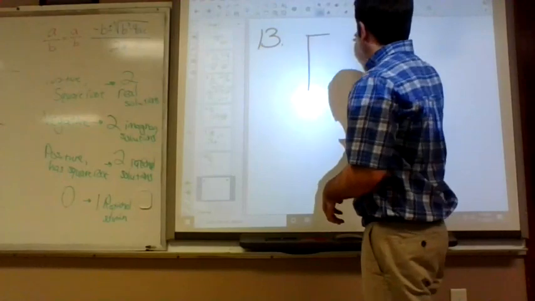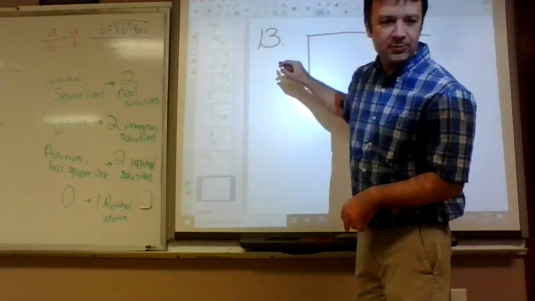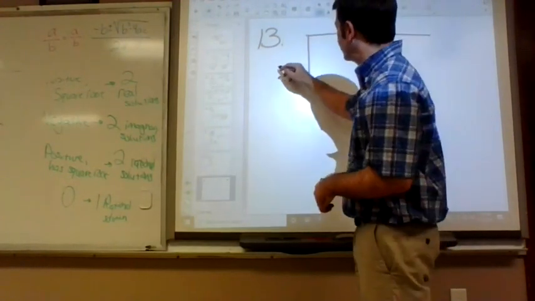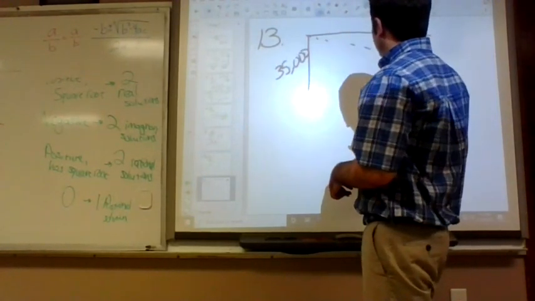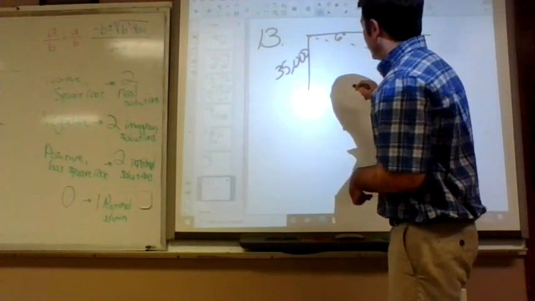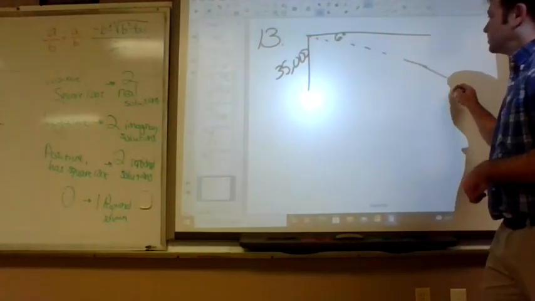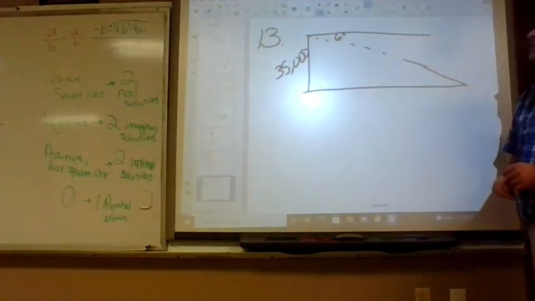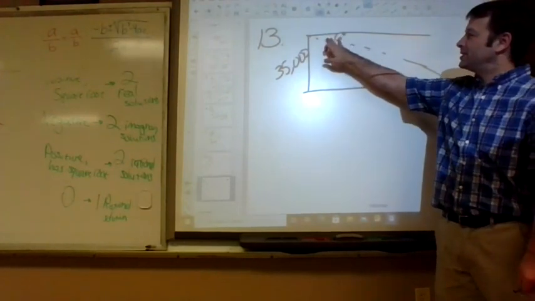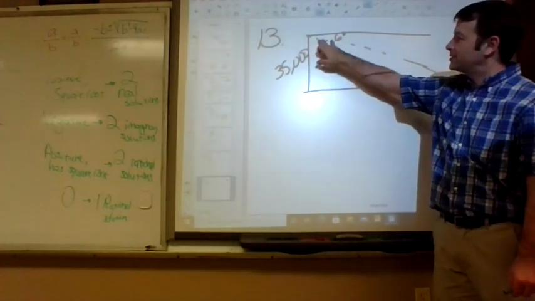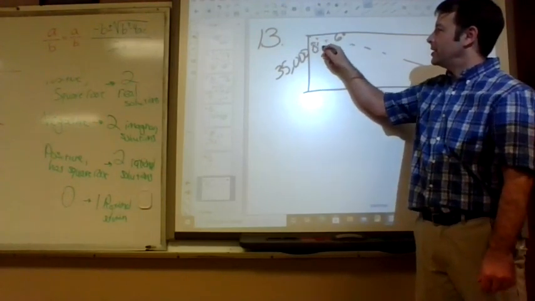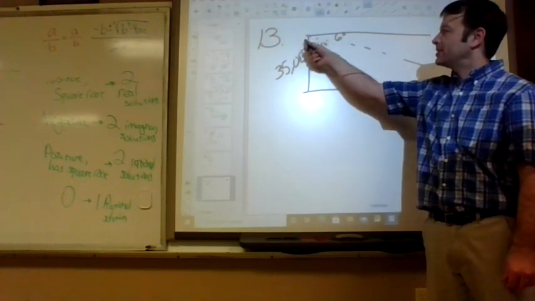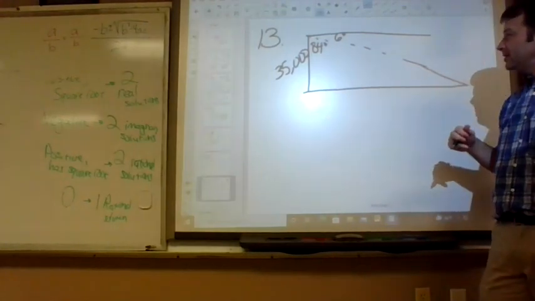So, let's draw the picture. This would be a 0 degree line. The plane is at 35,000, and they're looking down at a 6 degree angle. If this is 6 degrees looking down, what's this going to be right here? 84. You guys know how we got that? Yeah, 90, because this makes a 90 together.